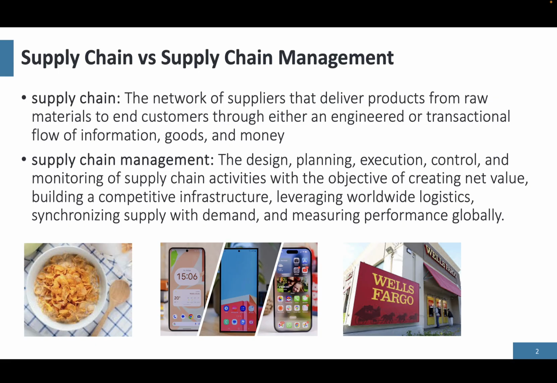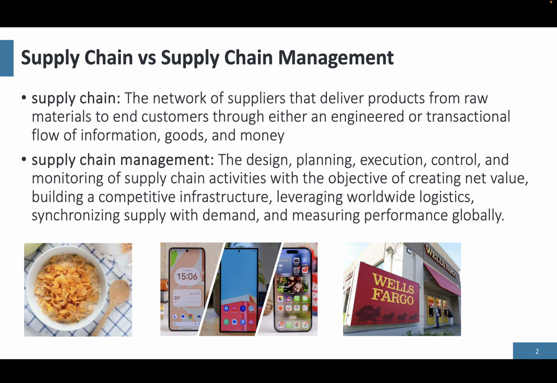A supply chain is the network of suppliers that deliver products from raw materials to end customers through either an engineered or transactional flow of information, goods, and money. Now, during the pandemic, we saw that the supply chains around the world were negatively impacted when we had lockdowns. And we are still experiencing the ramifications of the pandemic on our supply chains today.